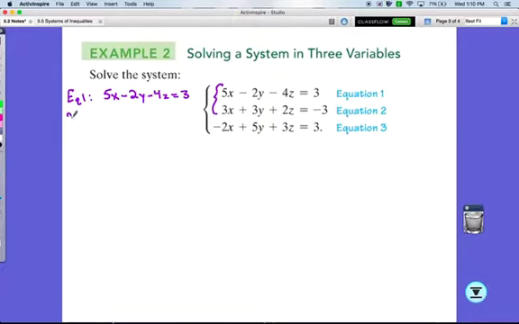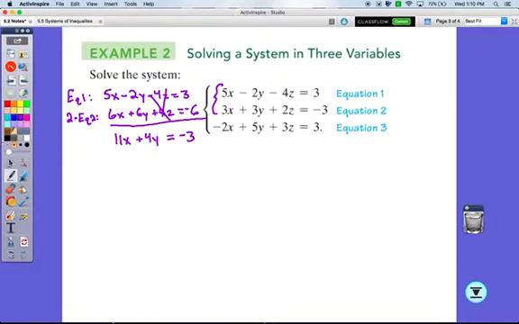And if I take 2 times equation 2, 2 times 3 would give me 6x. 2 times 3 would give me 6y. And 2 times 2 would give me 4z. And 2 times a negative 3 is a negative 6. If I do elimination now, I'll get 5x plus 6x, which is 11x. I'll get negative 2y plus 6y, which is positive 4y. The z's will cancel out, and 3 minus 6 is negative 3.